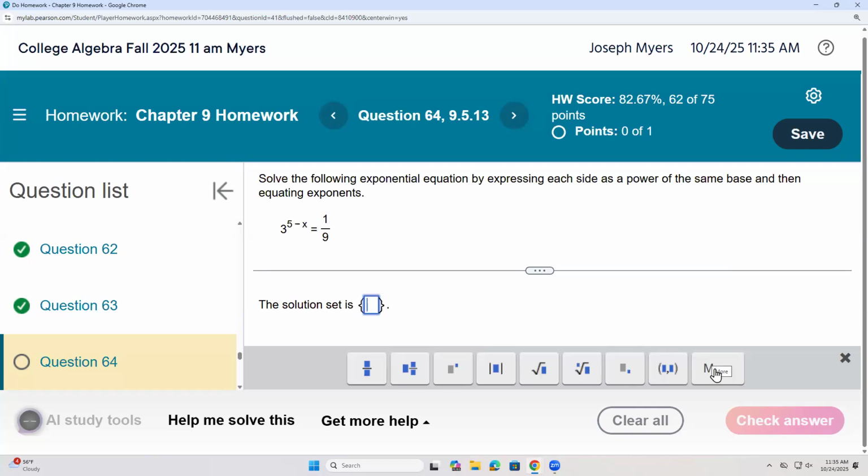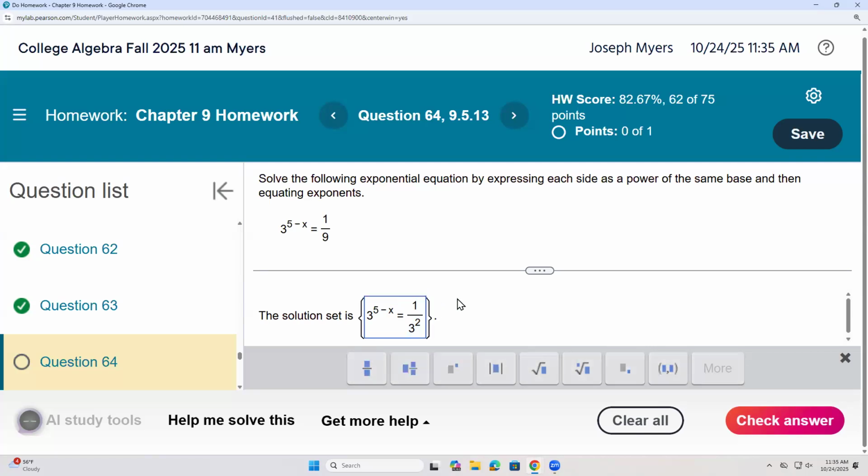Try the same method. Is there any way to change the 1/9 into a power of 3? So if you have the problem 3 to the 5 minus x equals 1/9, can you change 9 to a power of 3, first of all? Can 9 be changed to 3? How about by doing 3 to the power of 2? Now, can 1 over 3 to the power of 2 be changed into a non-fraction?